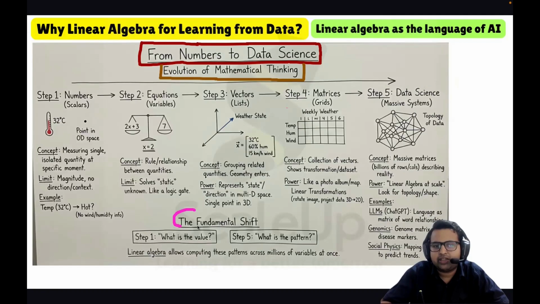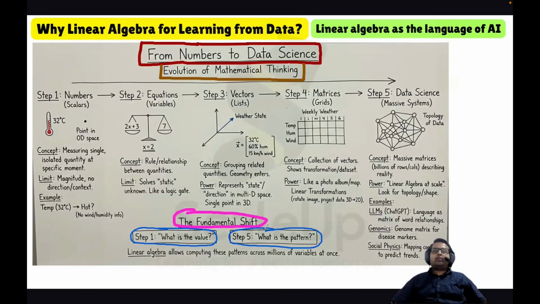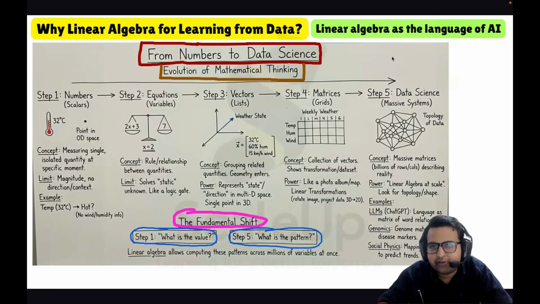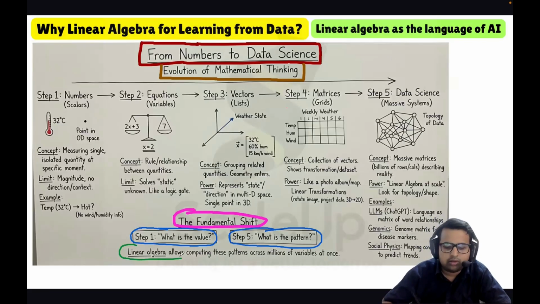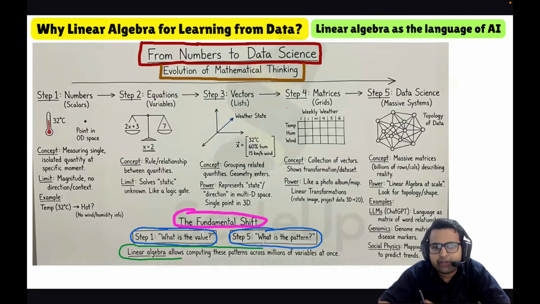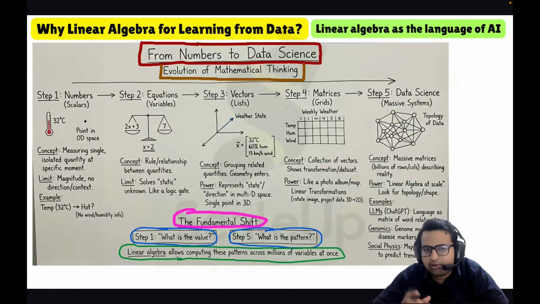Now we can see the fundamental shift. We started our mathematical thinking by asking what the value is, and moved to asking what the pattern is. Because in the modern world, mathematical thinking is not about measuring individual quantities, rather it is about analyzing the entire system. And here linear algebra plays a very big role. Linear algebra is the only branch of mathematics that allows us to compute patterns across millions of variables at once.